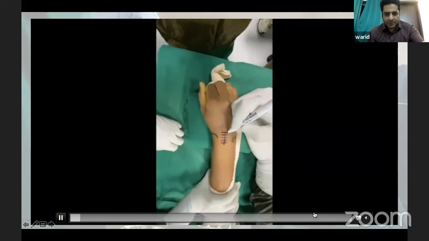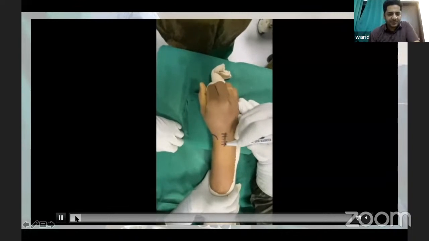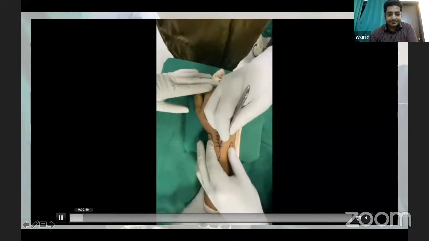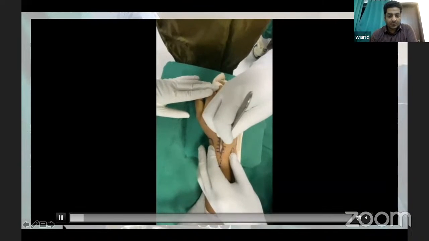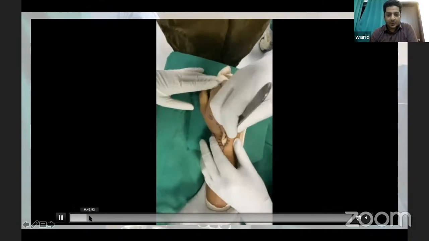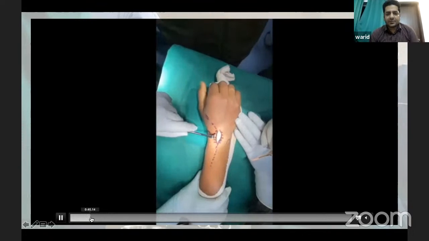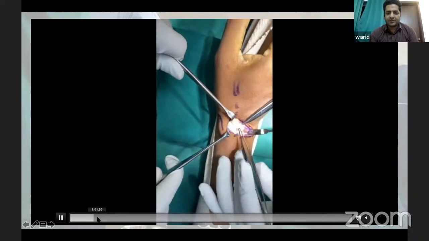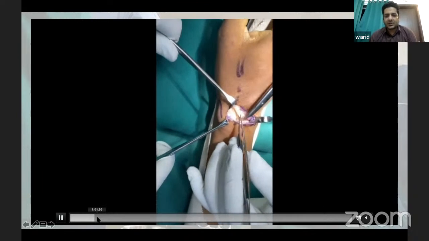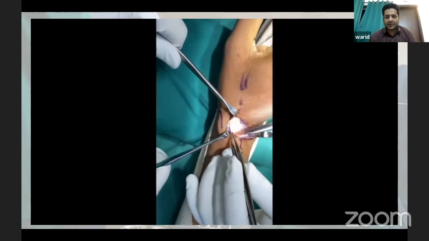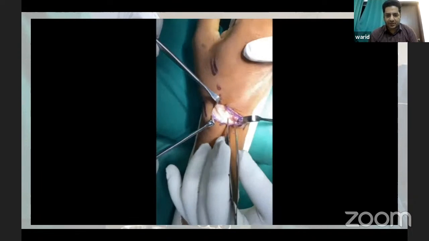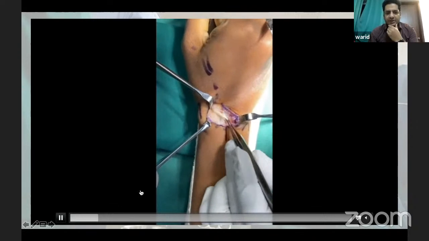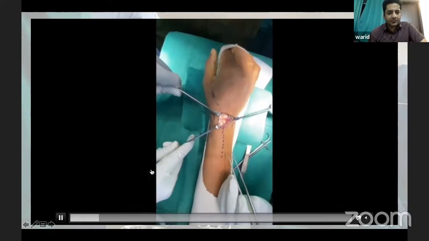So that is the dorsal incision centering over the Lister's tubercle. And after skin and subcutaneous incision, all of us know that the first thing we look for is the third extensor compartment, that is the extensor pollicis longus tendon. And we cut the retinaculum along the direction of the EPL tendon.